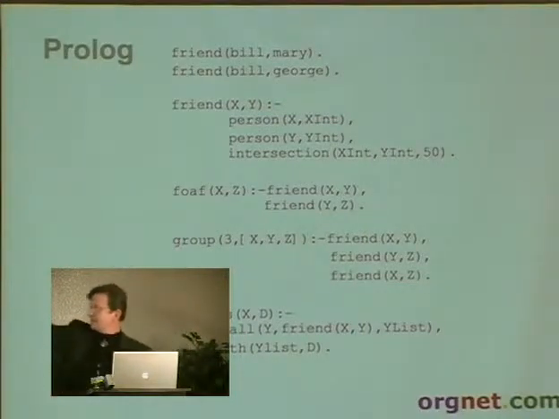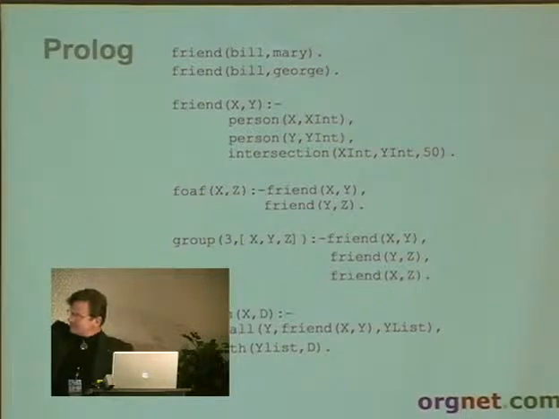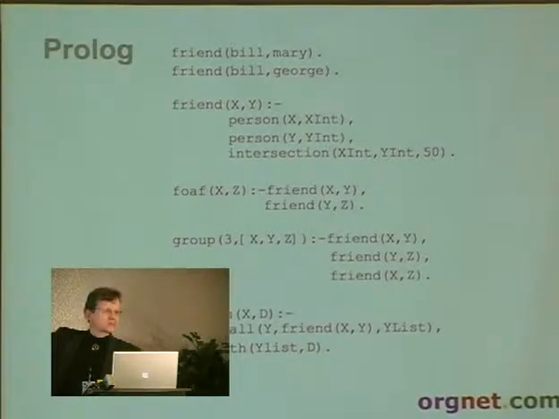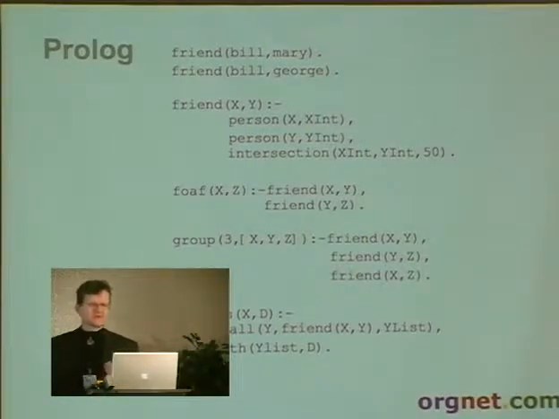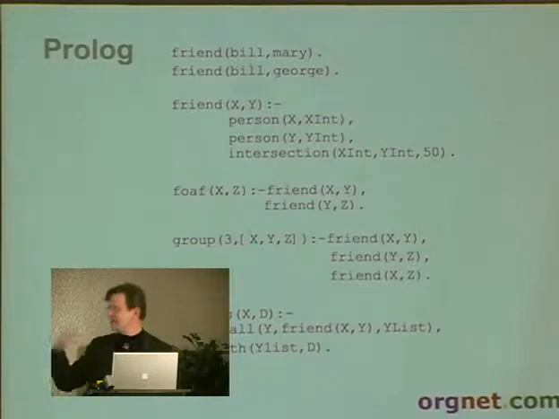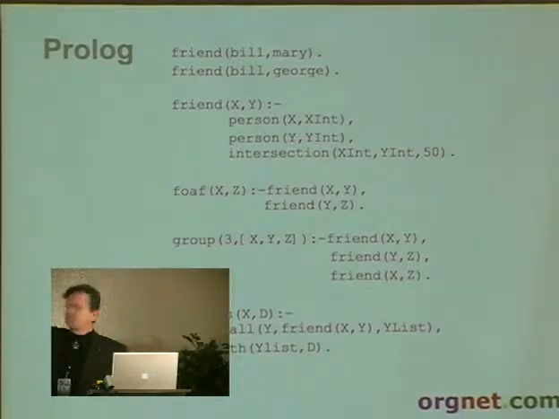So the second predicate there, friend X and Y: a person X has a certain set of interests, person Y has different interests. Where person X's interests and Y's interests intersect at least 50%, we'll consider them as possible friends. So kind of birds of a feather flock together. That's the rule there.